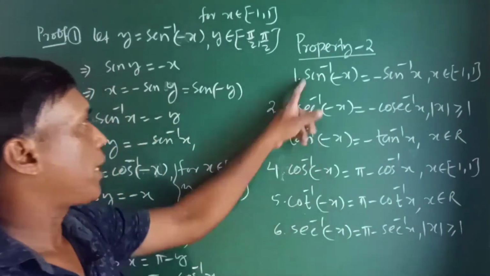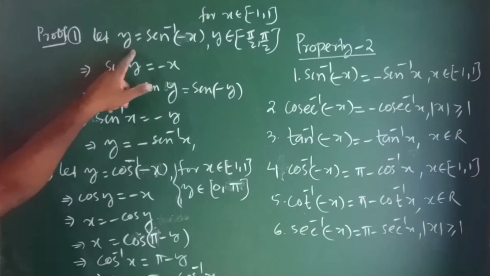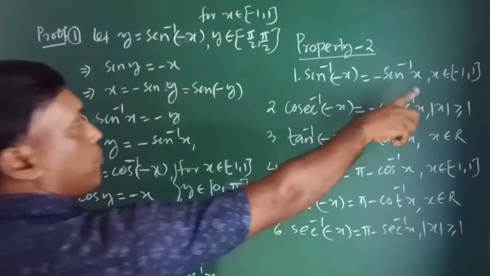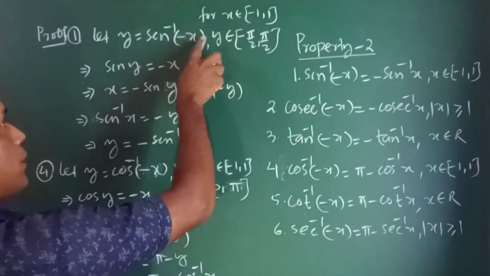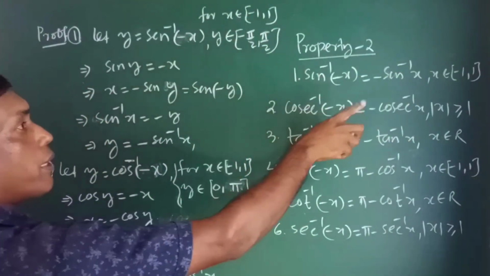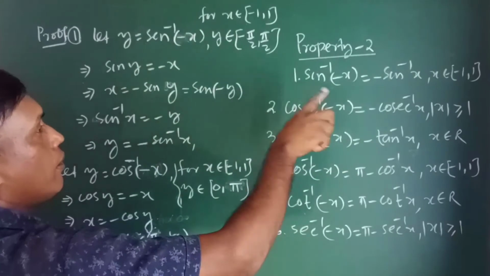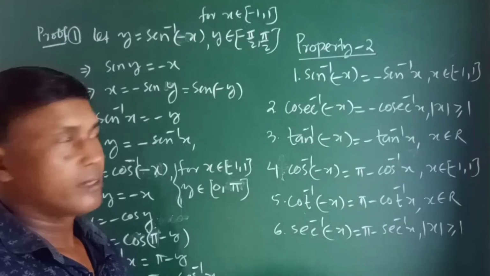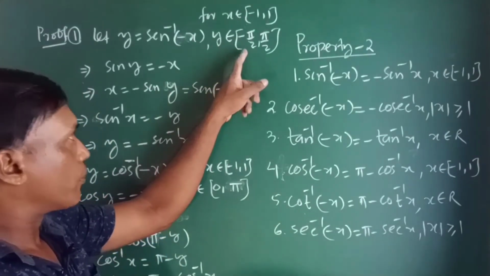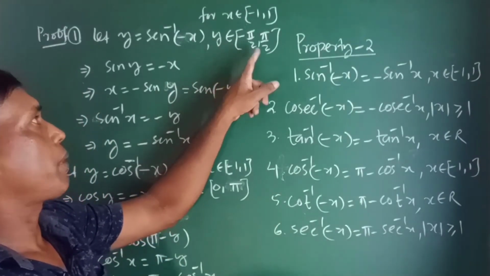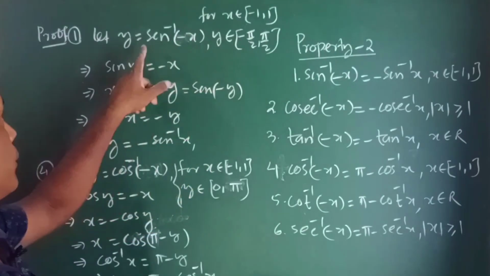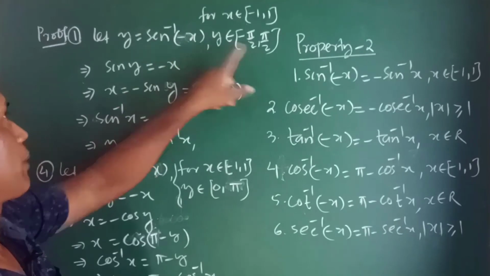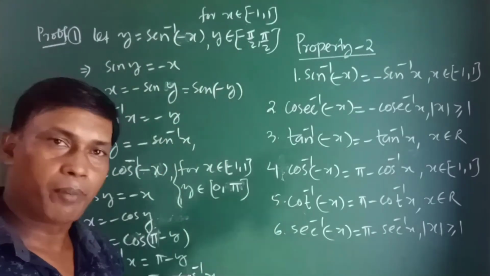So I will prove the first one. Let y is equal to sin inverse minus x. For x belongs to minus 1 to 1, the domain of sin inverse, then sin inverse x is in the closed interval minus pi by 2 to pi by 2. So the range of sin inverse minus x is minus pi by 2 to pi by 2, that means y belongs to minus pi by 2 to pi by 2.